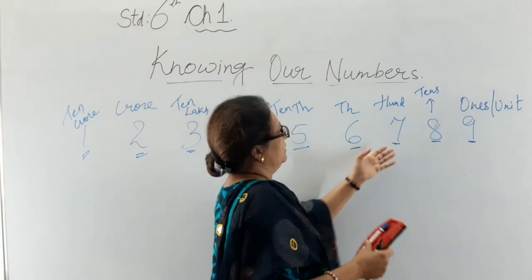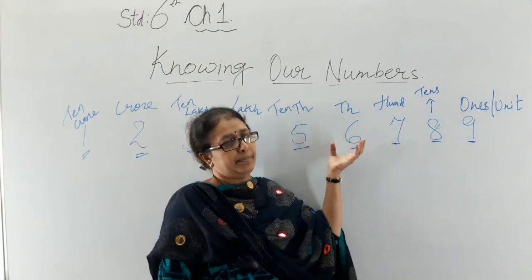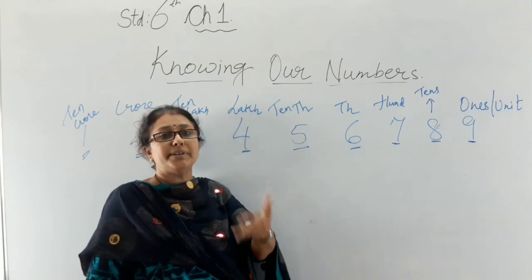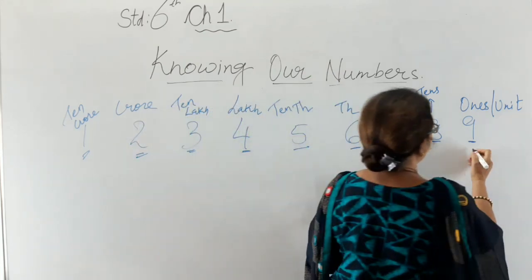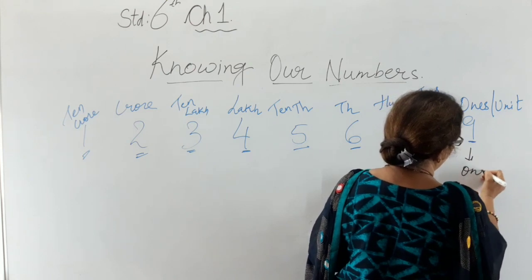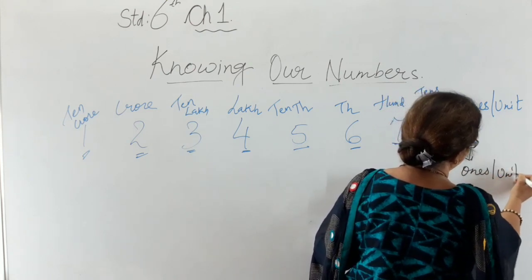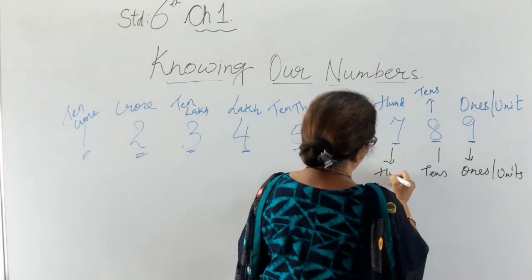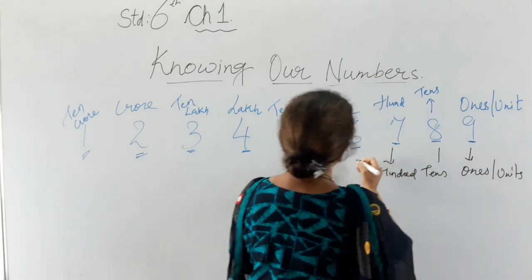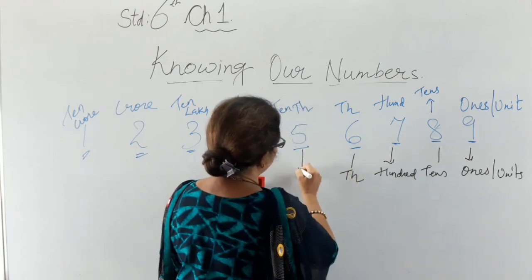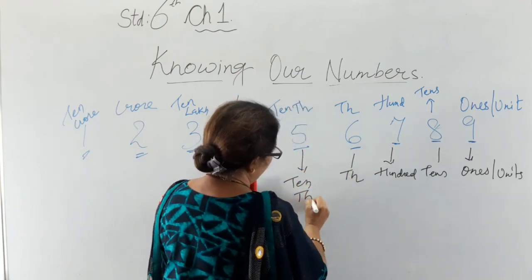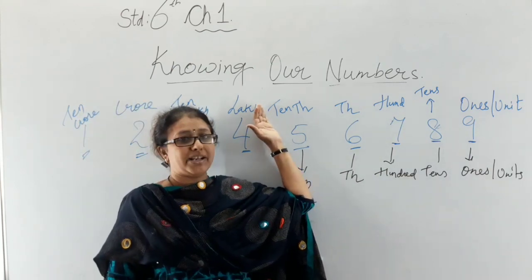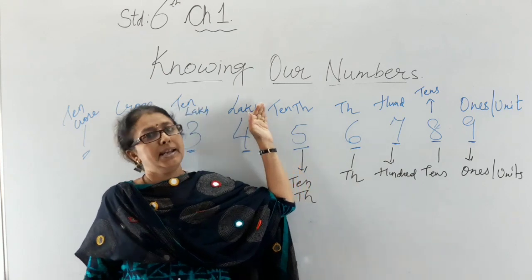Till 100 it will be the same. After 100 we'll be taking 1000, 10,000, and I'll explain what the difference is. So again in the international system, ones or units, then tens, hundred, thousand, 10,000. Till 10,000, whether it is an Indian system or international system, the place will remain the same.